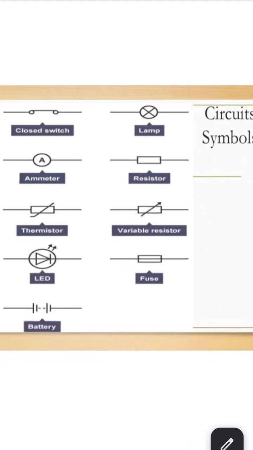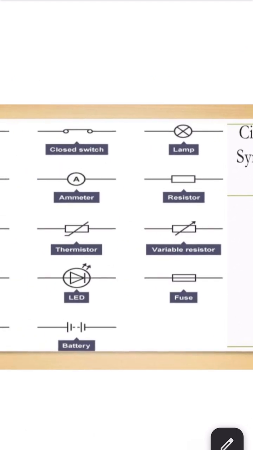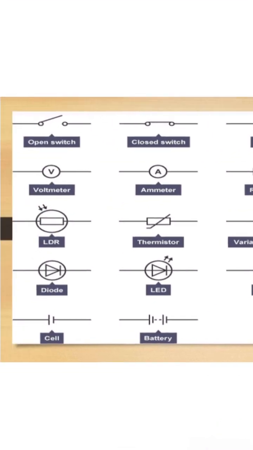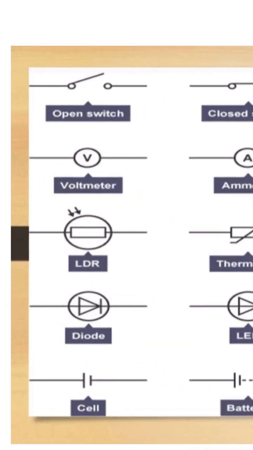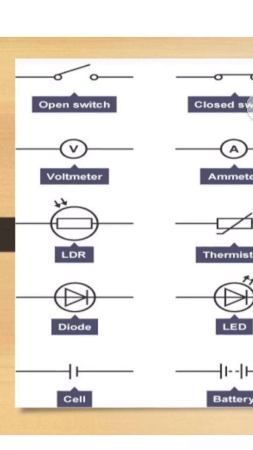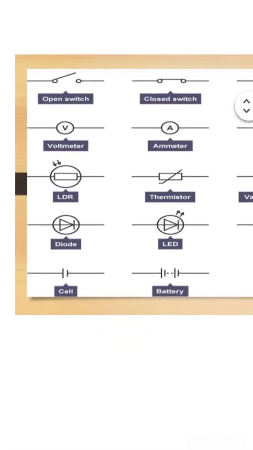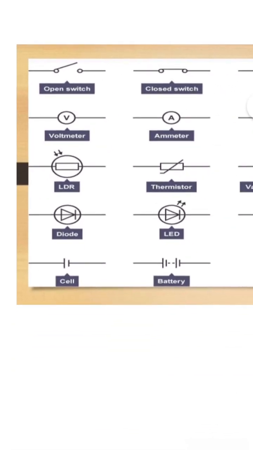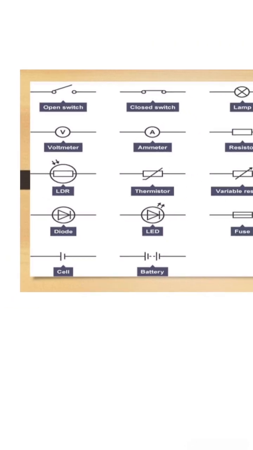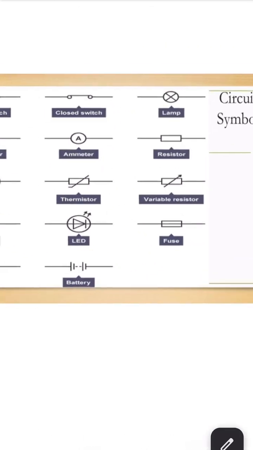And variable resistor is another thing. There is thermistor, okay? There is ammeter for current measurement, and voltmeter for voltage measurement. There is a light dependent resistor or LDR. There is a diode. There is an LED. There is a cell and battery, and of course there's a fuse.